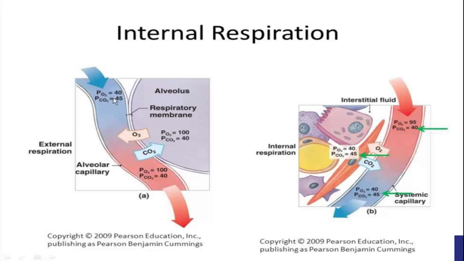Internal respiration is how we get the oxygen that's needed to the cells, and cellular respiration is the use of that oxygen to keep our muscles and cells running. So even though there are three separate processes, it's all part of respiration. And we'll go over that in class too.